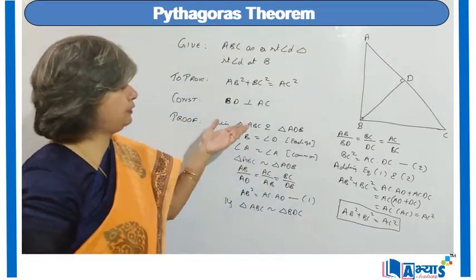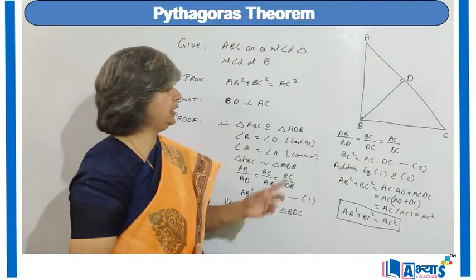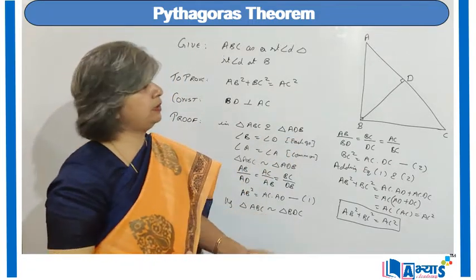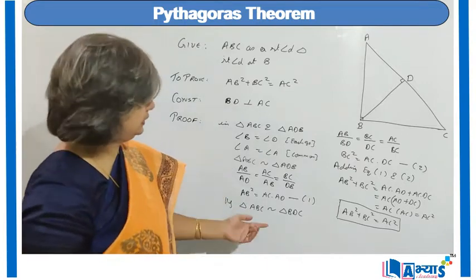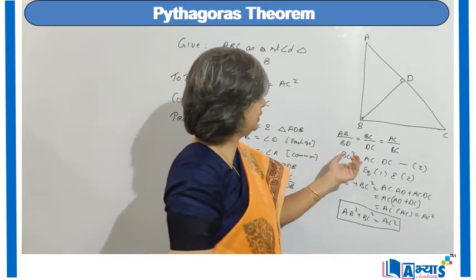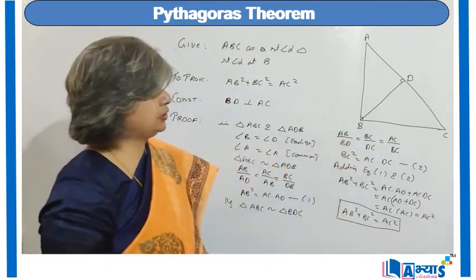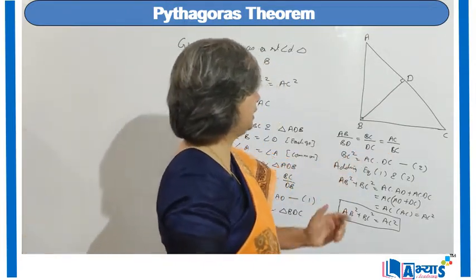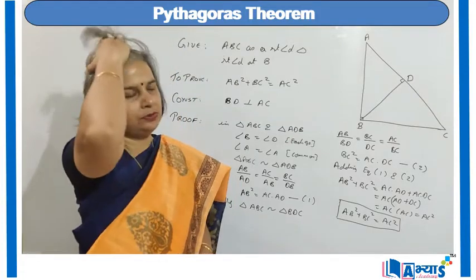As I have proved that triangle ABC is similar to ADB, we can also prove that triangle ABC is similar to BDC, and using this similarity, I have found the ratio of the corresponding sides, and then I used the second and the third statement, and I found that BC square is equal to AC into DC.